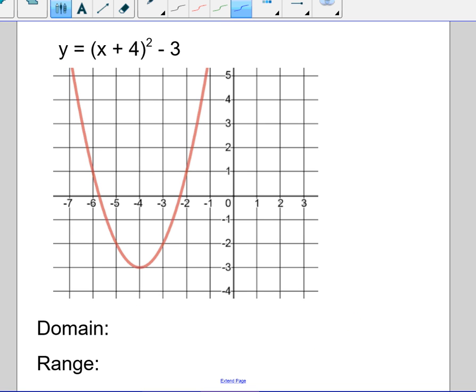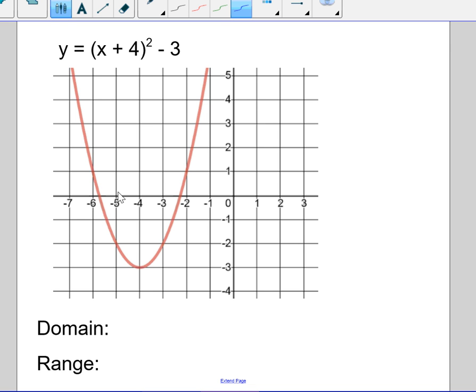All right, and then the last thing I want to make sure we go over with this is how to spot the domain and range of a parabola. So quick vocab review, what does domain mean? Great, the domain is all of the x values that are part of this function.